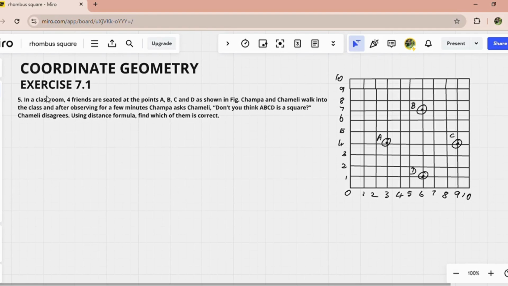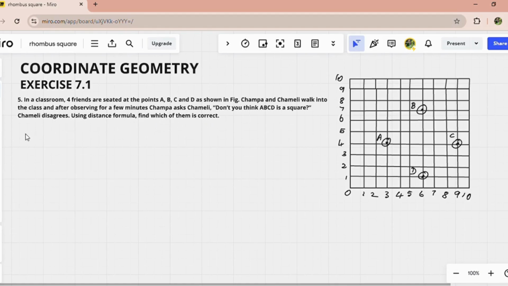Okay, in a classroom, 4 friends are seated at points A, B, C and D as shown in the figure. Champa and Chameli walked into the class and after observing for a few minutes, Champa asked Chameli, do you think ABCD is a square? Chameli disagrees. Using distance formula, find which of them is correct.